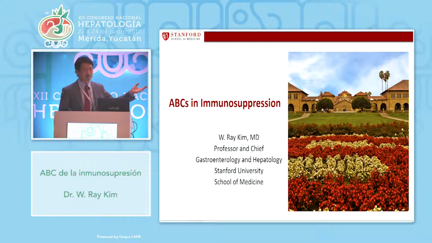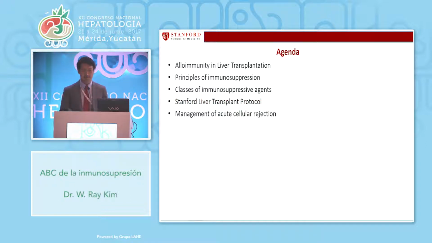Dr. Oliveira went over some of the things that I was going to say, so I'm going to skip over some of the material that you eloquently addressed so I can save some time. I'm going to talk about just very basic. I was given the title ABCs of immunosuppression, so I'm going to be very basic. I'm going to talk about alloimmunity in liver transplantation, principles of immunosuppression, different classes of immunosuppressive drugs, and protocol, putting those together. And then if I have time, I'll touch briefly on managing acute cellular rejection.